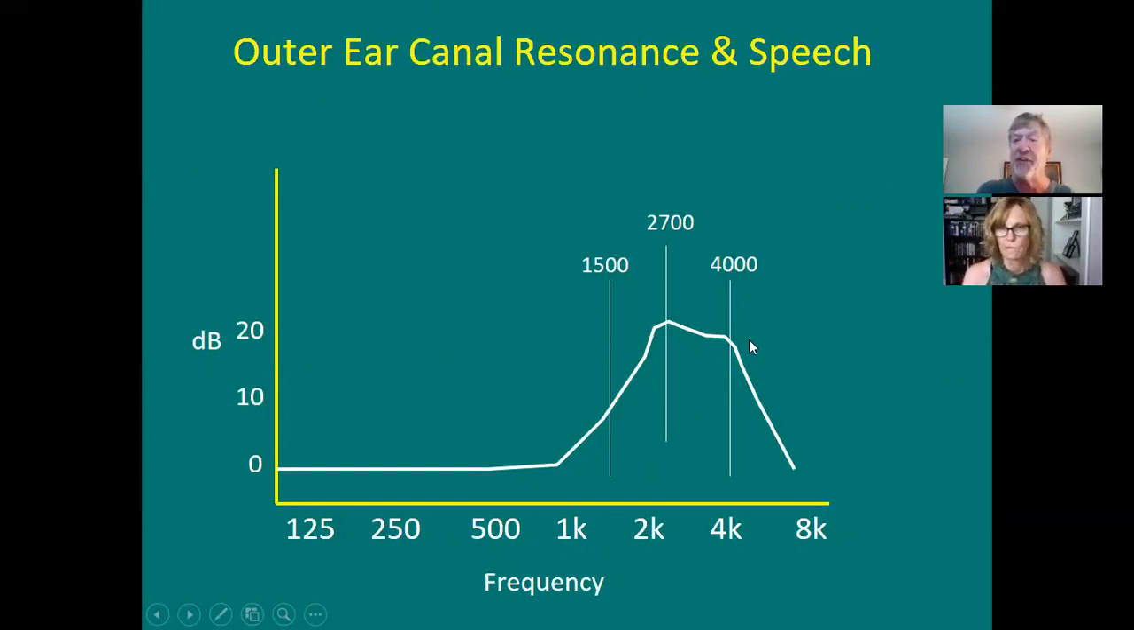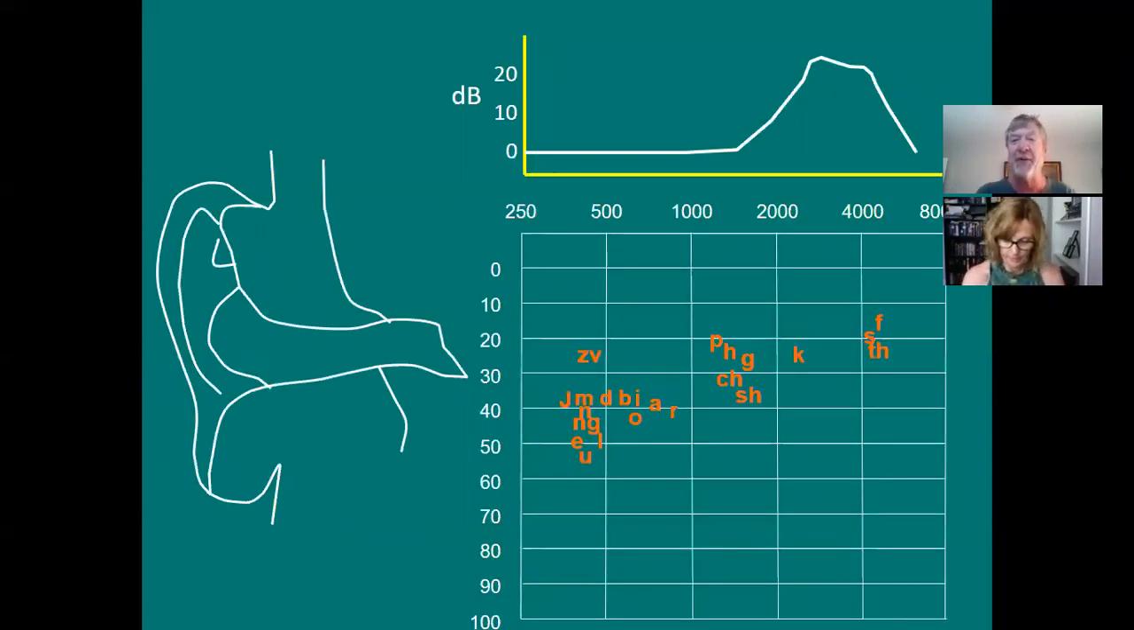The ear canal, we said, is made out of skin and bone and tissue, so it's not a cylinder like glass. The resonance isn't purely at 3,000 hertz; it's spread apart, but basically there it is. If you flip this resonance upside down, you'll get noise-induced hearing loss. Here's the outer ear canal again, looking at its shape, and here are the sounds of speech laid across the audiogram.